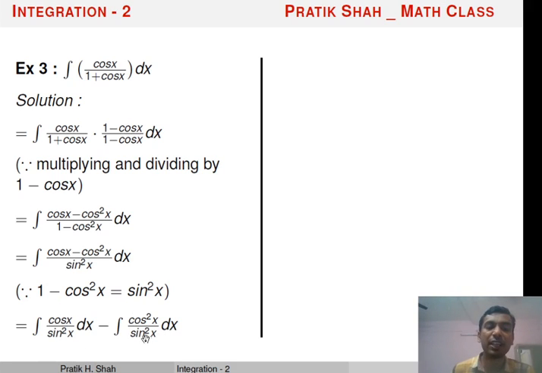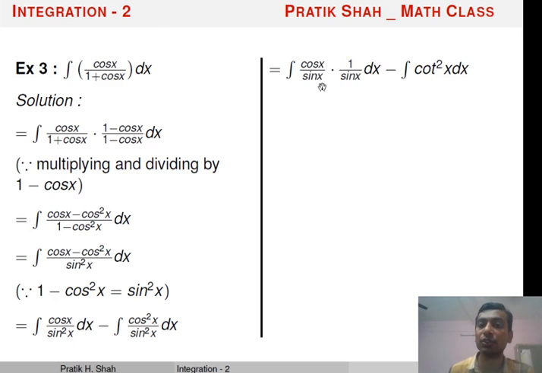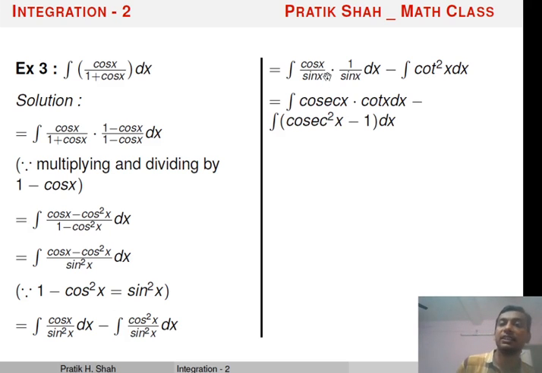Still we do not have any formulas related to them, so more simplification is required here. In fact, cos x upon sin square x can be written as cos x upon sin x into 1 upon sin x, and cos square x upon sin square x can be written as cot square x. This can be written as cosec x into cot x dx. Cot square x, again we don't have any formula for integration, so we are using cosec square x minus 1 that we have seen in the last slide.